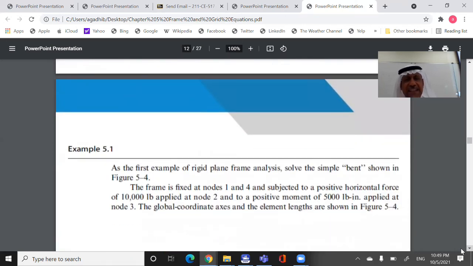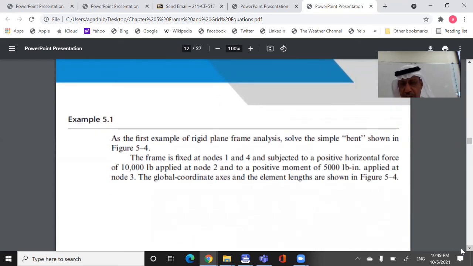Yalla. Example. Look at this example and we'll finish for today. Okay? We have 10 minutes. As the first example of rigid plane frame, solve the simple frame shown in this figure. The frame is fixed at node 1 and at node 4 and subjected to a horizontal force.